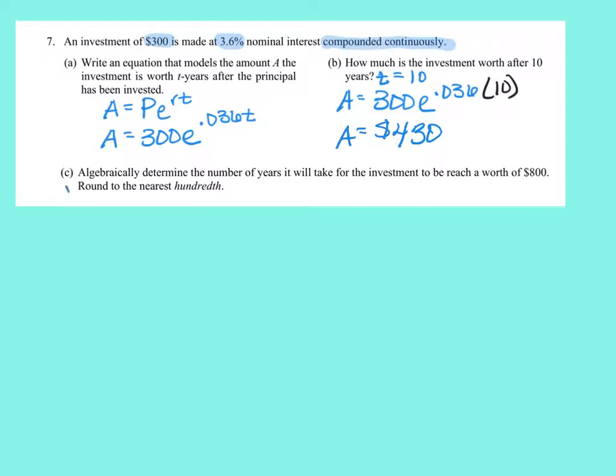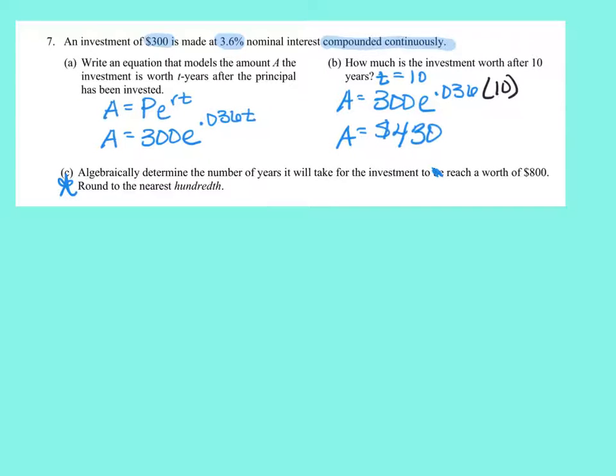Now, part C is like the important part. This is why we're doing all this. So if you can get C on your own, you're really understanding what we're doing and you're setting yourself up for success in the future. Algebraically determine the number of years it will take for the investment to reach a worth of $800. Round to the nearest hundredth.